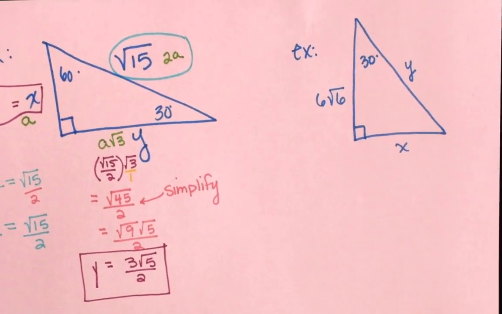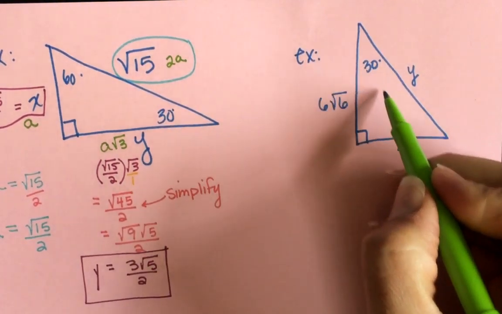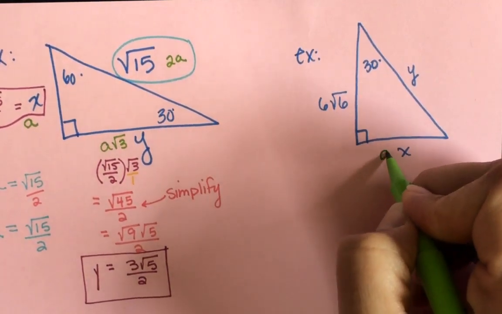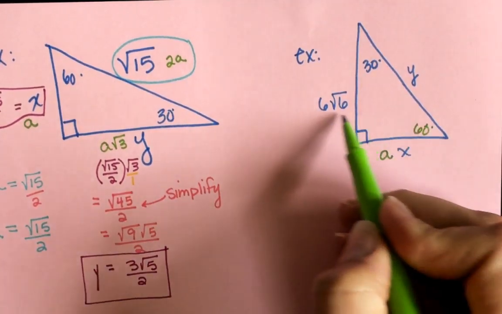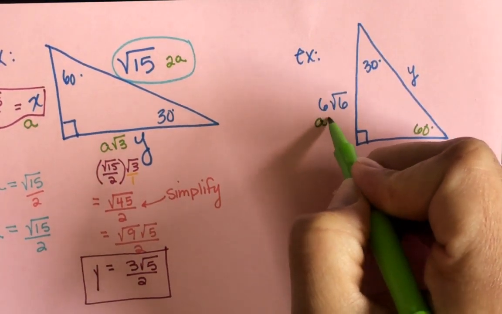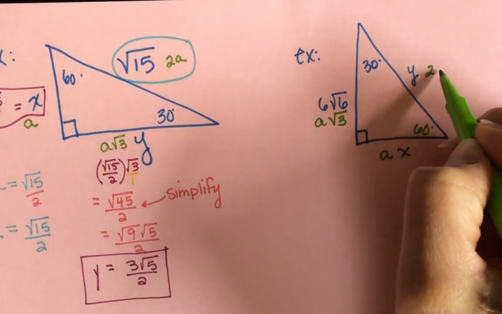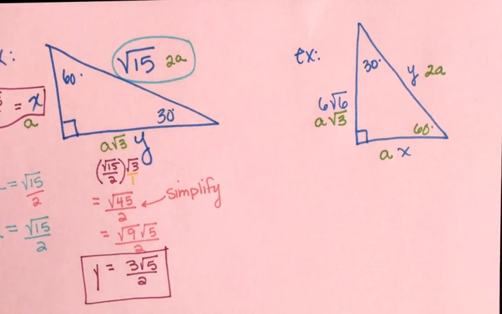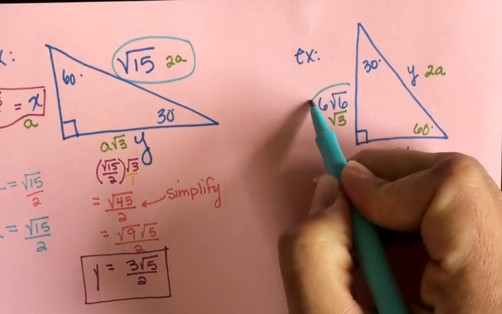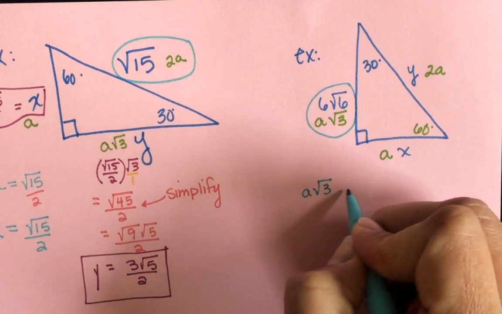Again, figure this was a good way also to get us to review simplifying radicals. Opposite our 30 is a. That means this guy's got to be 60. So opposite our 60-degree angle is a radical 3. Opposite our 90-degree angle is 2a. We're going to circle the side that has the value and the formula, and we set them equal to each other.